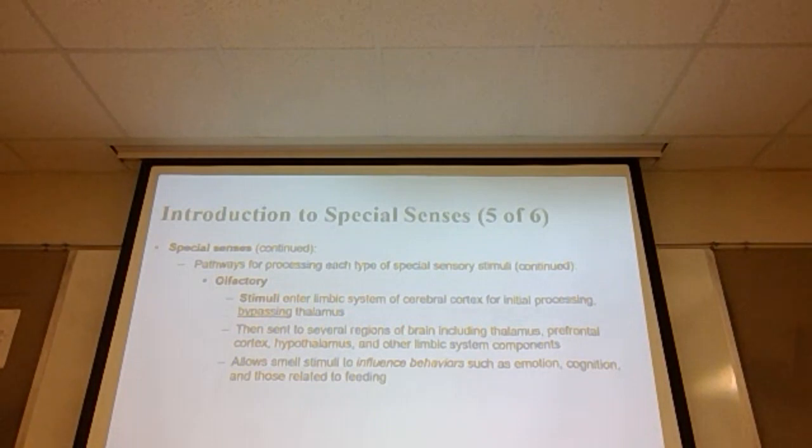Olfactory stimuli enter the limbic system of the cerebral cortex for initial processing, bypassing the thalamus. Okay, we're now getting into the really ancient types of senses, the ones that have been around for long periods of time. Then sent to several regions of the brain, including the thalamus, the prefrontal cortex, the hypothalamus, and other limbic system components. This allows smell stimuli to influence behavior such as emotion, cognition, and those related to feeding. Again, we smell something, we get hungry.